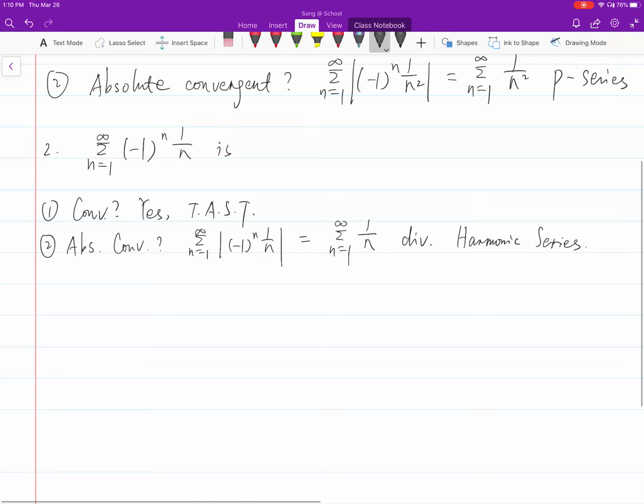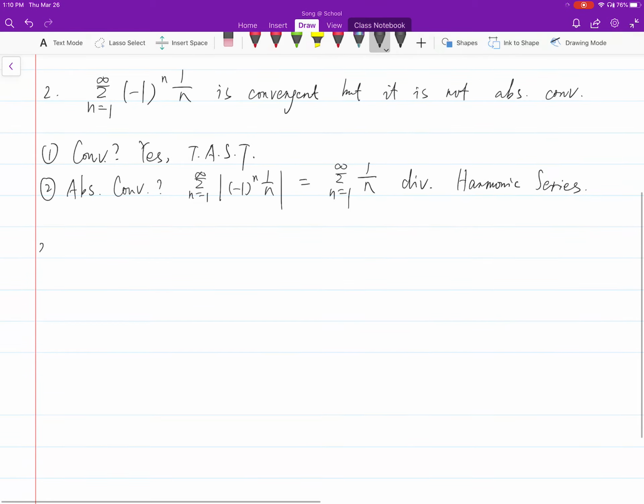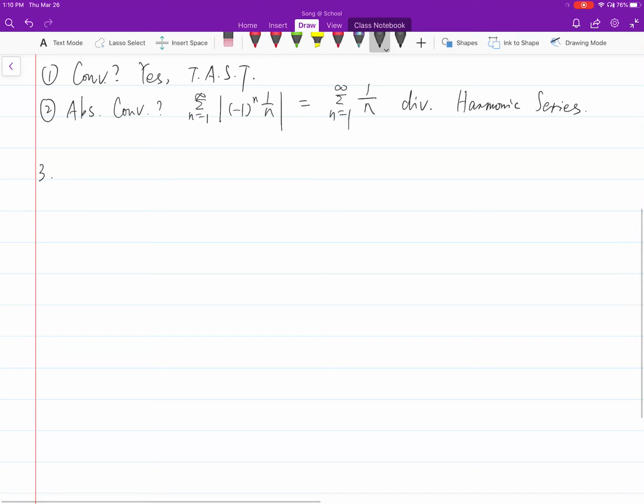So the conclusion is this one is convergent, but it is not absolutely convergent, because before I take the absolute value, it was convergent. After I take it, it's not convergent anymore. So it's convergent, but not absolutely convergent. Okay, you see the definition here? Let's try a third one.